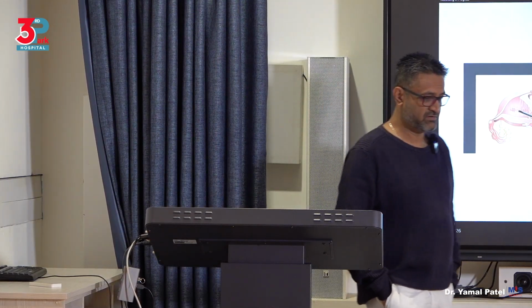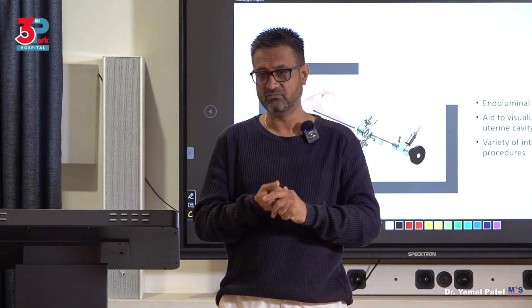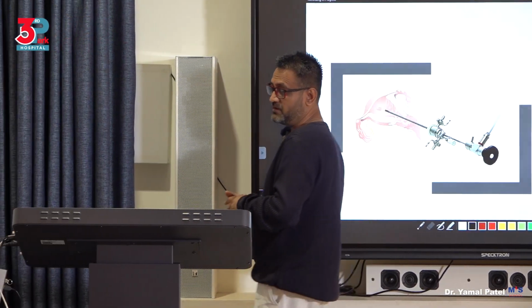And it may be a short procedure, but it's a much more dangerous procedure in terms of what can happen. Complications are much higher with hysteroscopy if we are not careful.